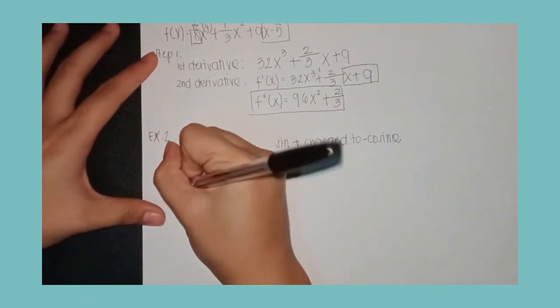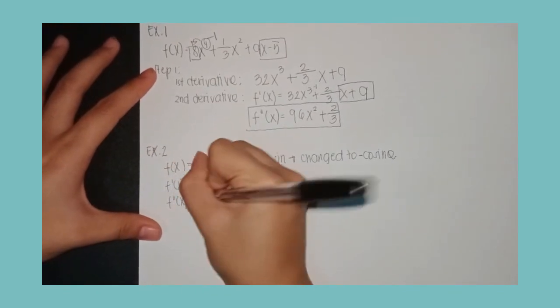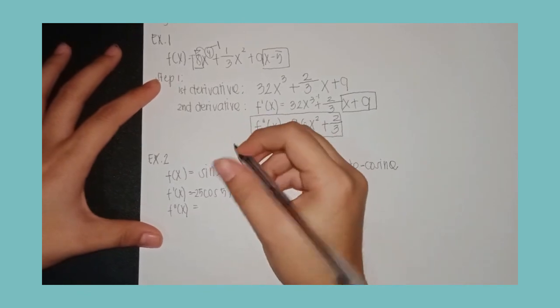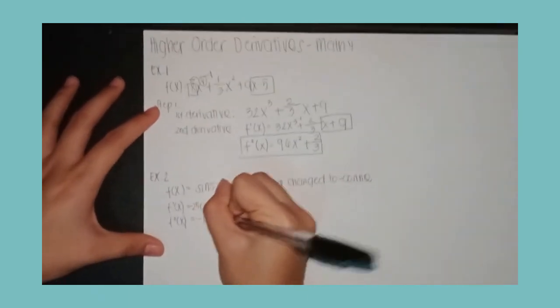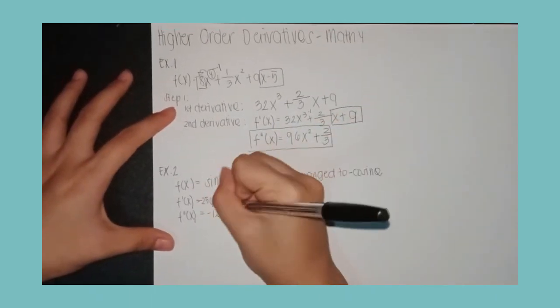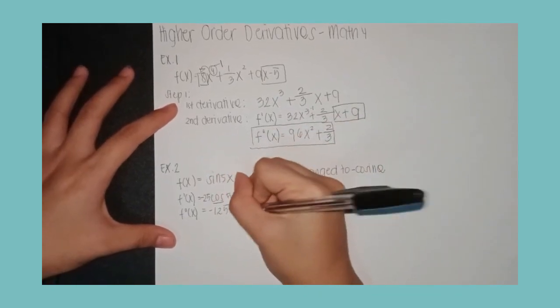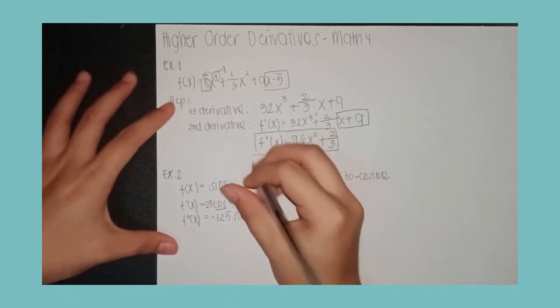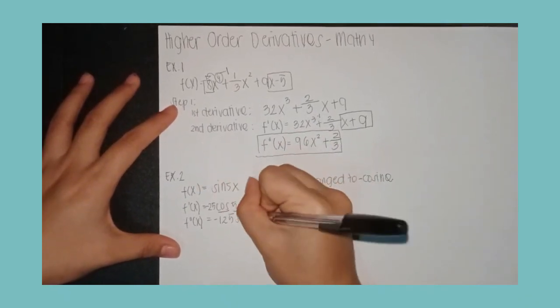For the second derivative, just repeat the process. Negative 25 times 5 is equal to 125. Change cosine to sine, so you have negative 125 sine, then copy 5x.